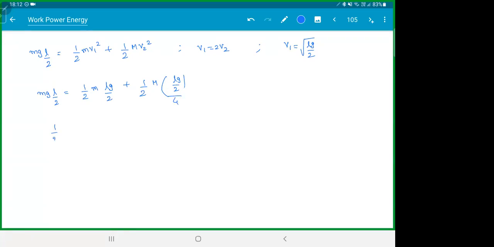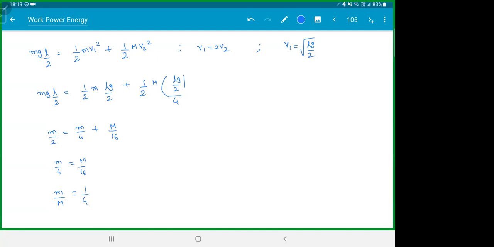mgl cancels everywhere, you get half. But hey, mgl will not cancel. gl will cancel everywhere, you get m by 2 equals m by 4 plus M by 16. So this will be m by 4 equals M by 16. M by m is equal to 1 by 4. That's your answer.